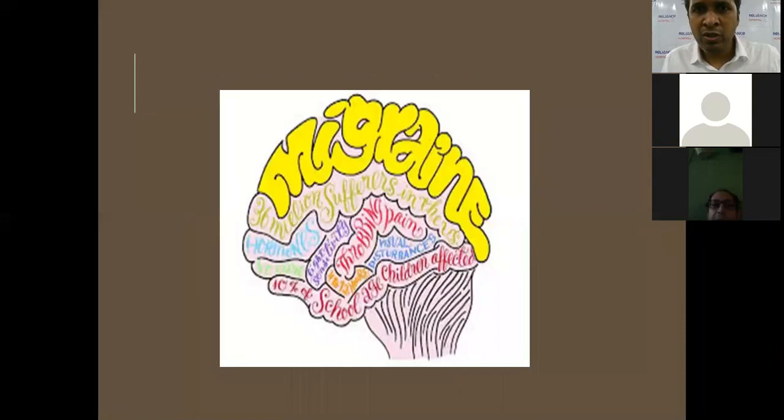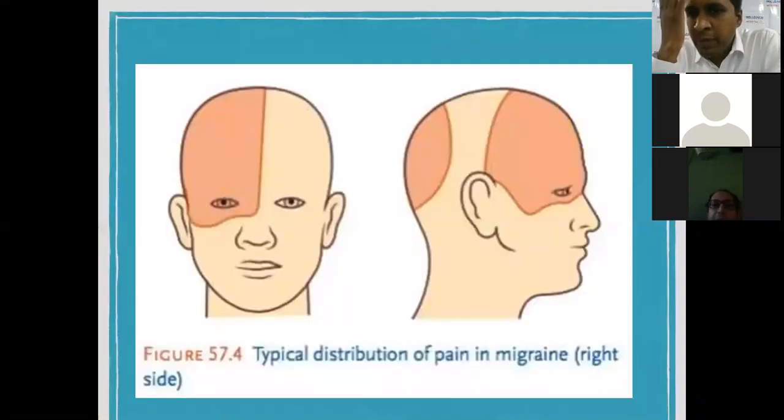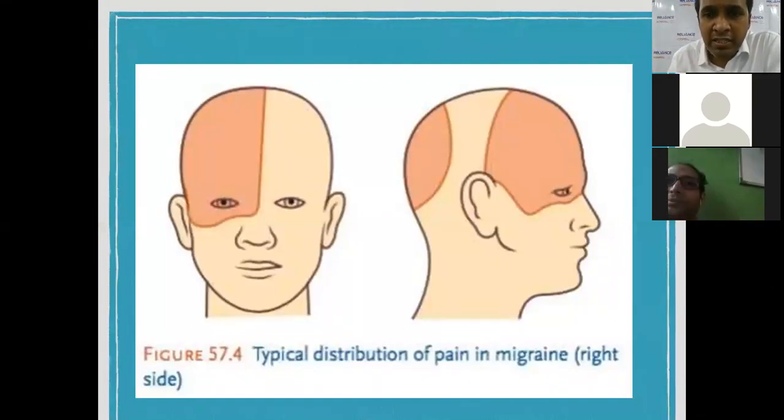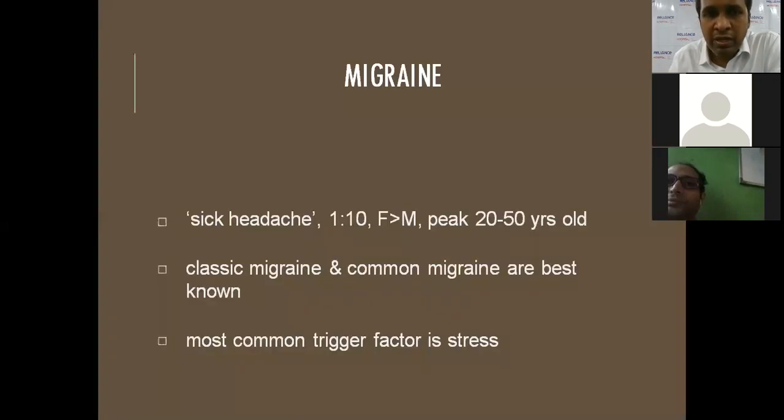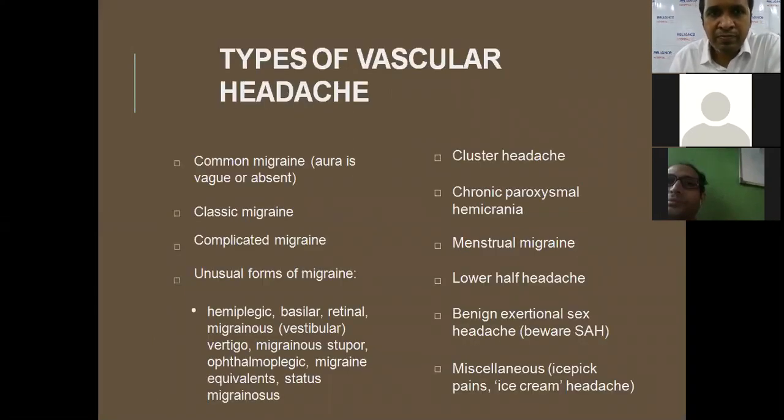Then the next common problem that we face in our OPD is migraine. So we all know about that. Typically, it's a unilateral kind of headache, maybe retroorbital, involving one side of the head, maybe bilateral at times. We need to realize that the patient is sick more in females as compared to males. So you have two types: the classic migraine and the common migraine. In classic migraine, aura is there. In common migraine, there is no aura. And the most common trigger factor is stress.